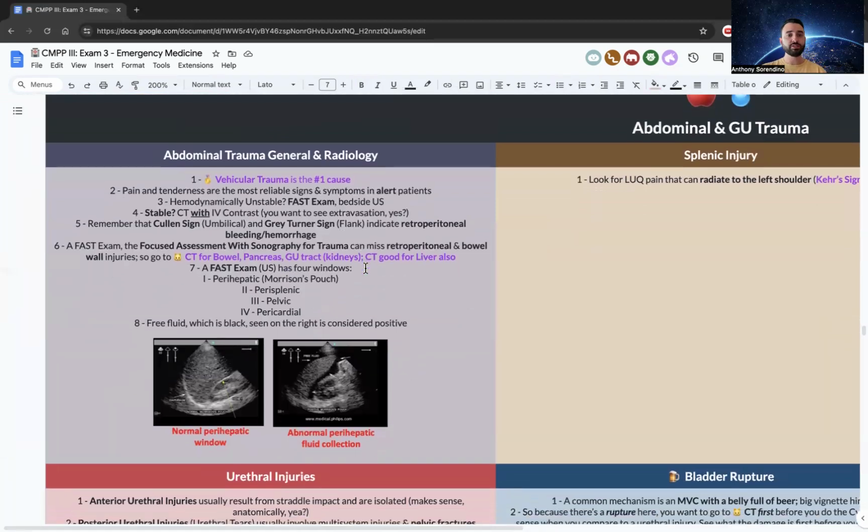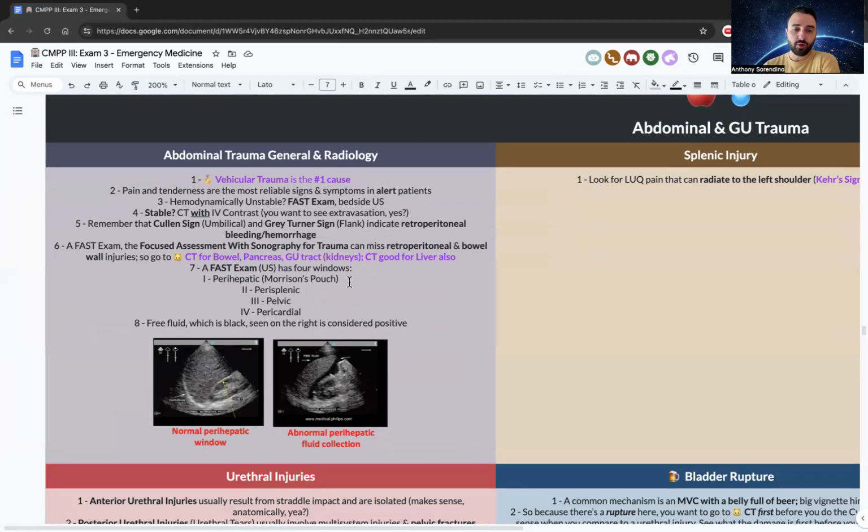Here's that FAST exam we talked about. Again, it's kind of like a cross. It's the pericardial window, then down south to the pelvic window, and then to the west, east, whatever, the perisplenic, and then the perihepatic.